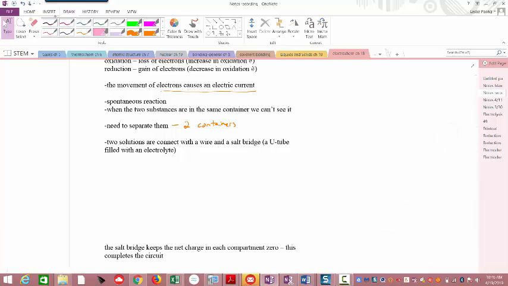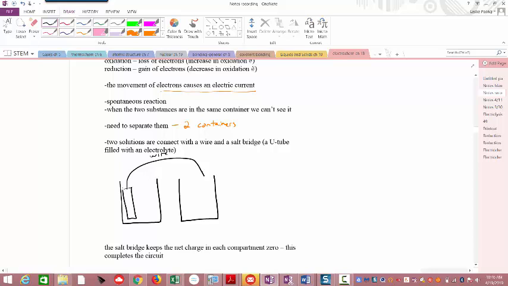Okay, so when you draw this, you draw it to show a picture of what you would set up for real. So you have two beakers, and they're going to be connected by a wire, and that wire is going to be attached to electrodes that are in the solution.